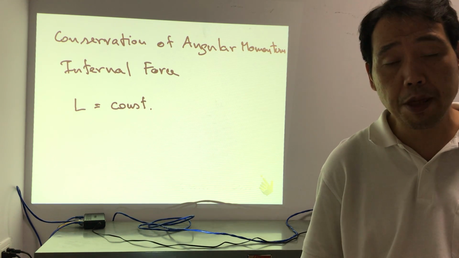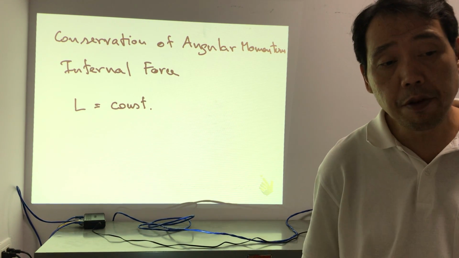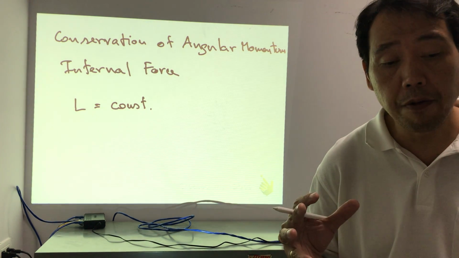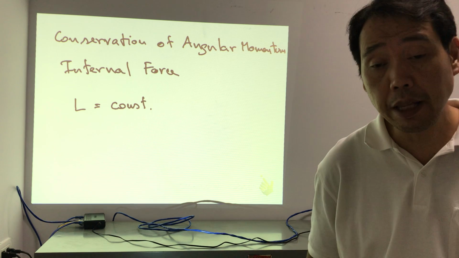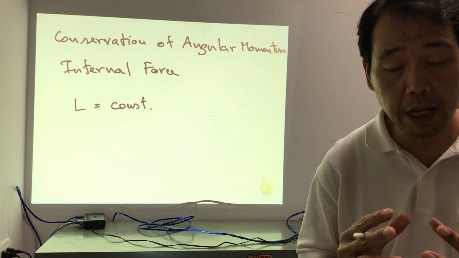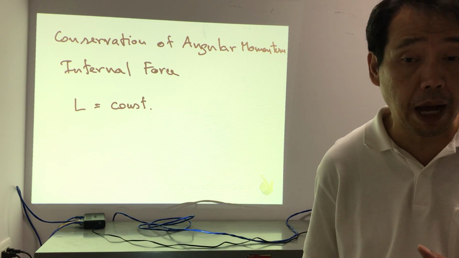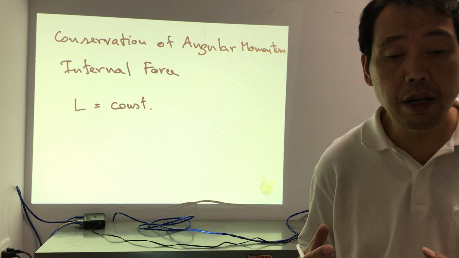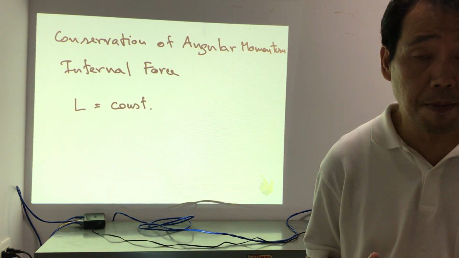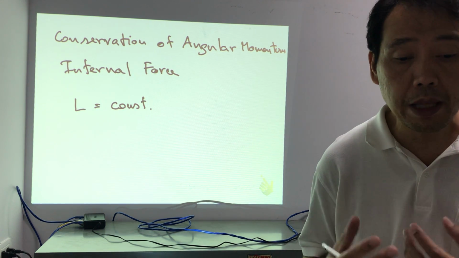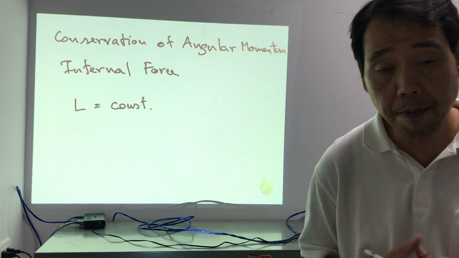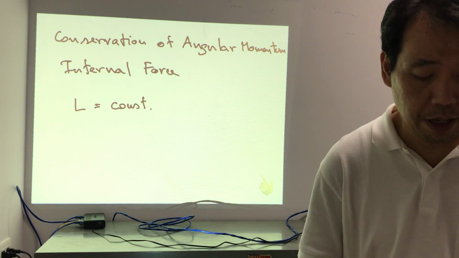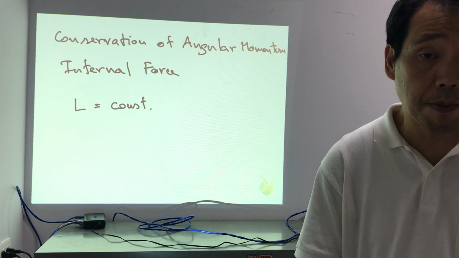That is, if we have a system of particles, and if the forces on each particle come from another particle, it's an internal force. It doesn't come from a third party, from an object that does not belong to the system. We can say that the total momentum of the system is constant, or it will not change in time. In the case of angular momentum, it's the same.